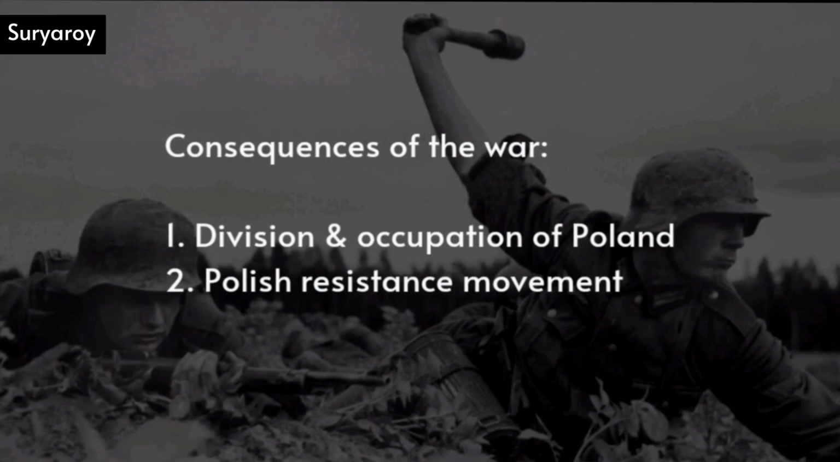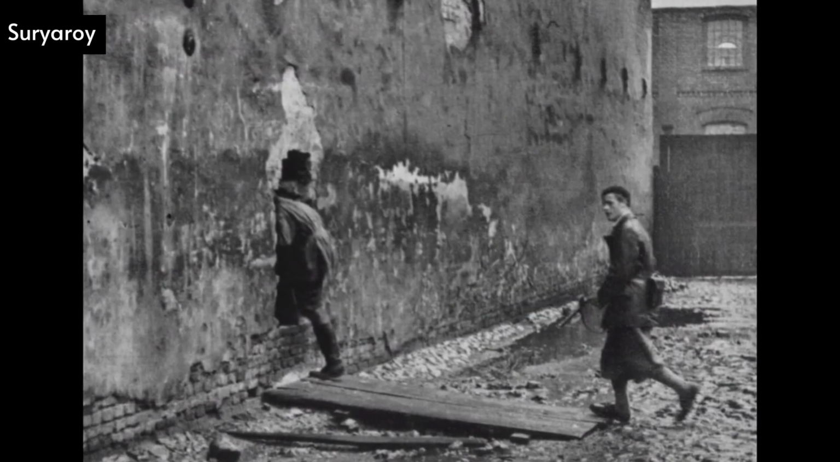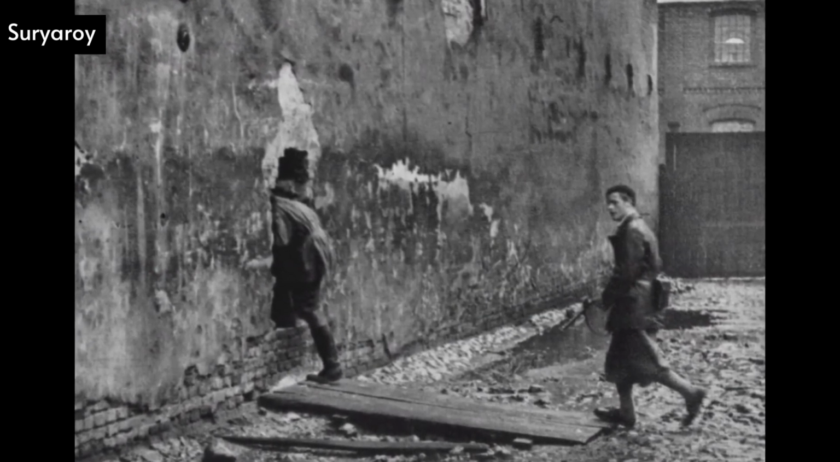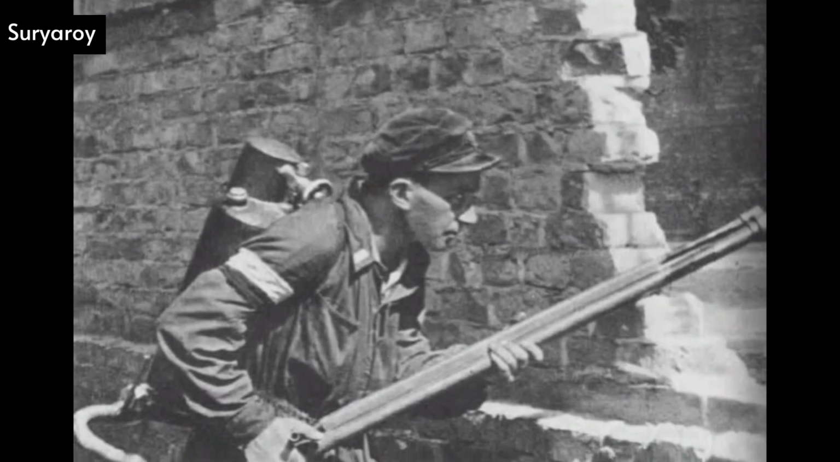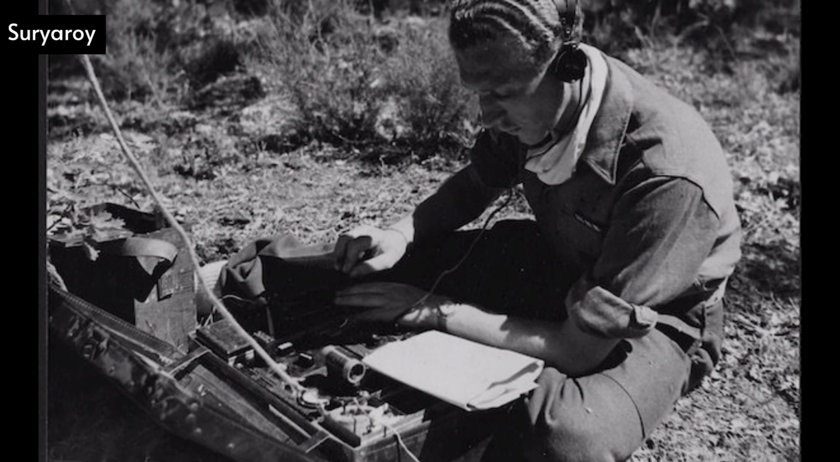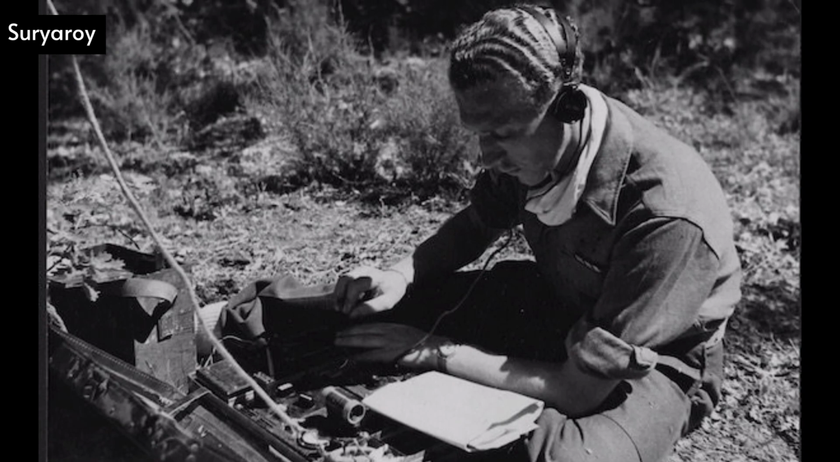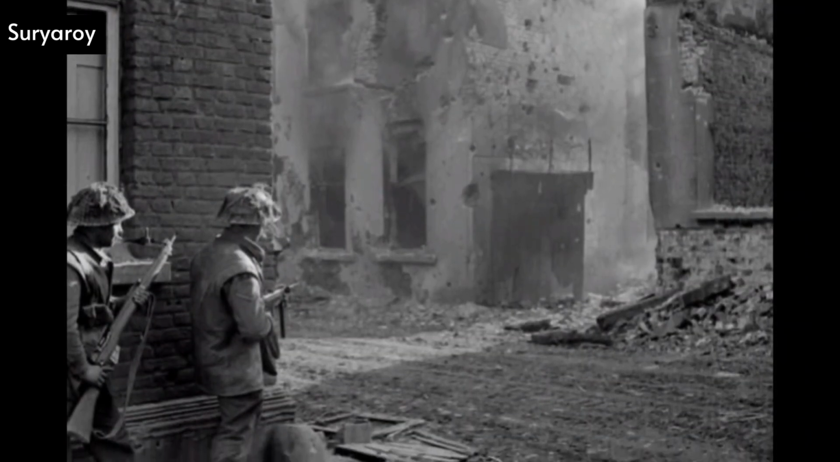The Polish resistance movement. Despite the occupation, the Polish resistance movement continued to fight against both German and Soviet forces. The underground army, known as the Home Army, Armia Krajowa, secretly conducted operations to sabotage the German military. They utilized clandestine radio broadcasts, propaganda, and military assaults to inflict damage on the occupiers.